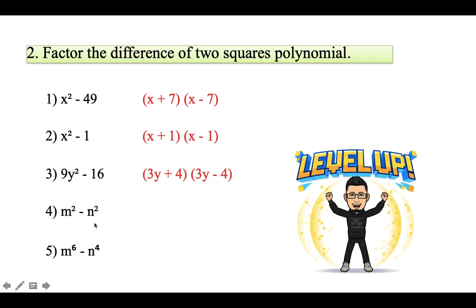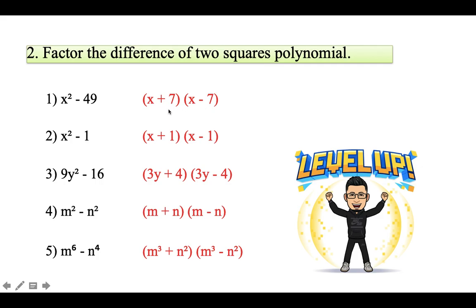So number 4, m squared minus n squared. The square root of m squared is m, and the square root of n squared is n. Okay, so in given number 5, the square root of m to the 6th power is m cubed, because m cubed times m cubed gives you m to the 6th. The square root of n to the 4th is n squared. n squared times n squared is n to the 4th power.